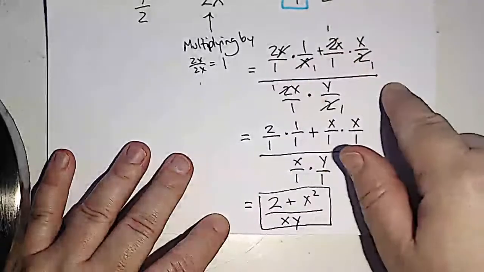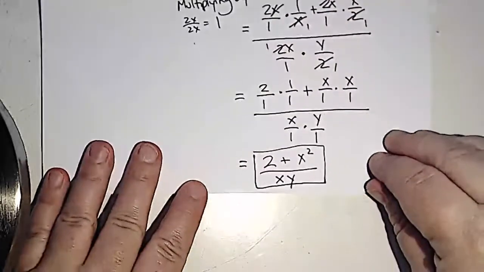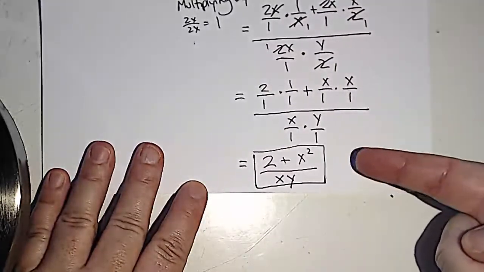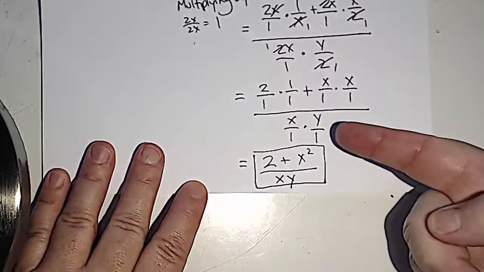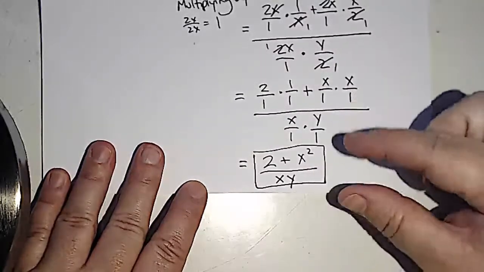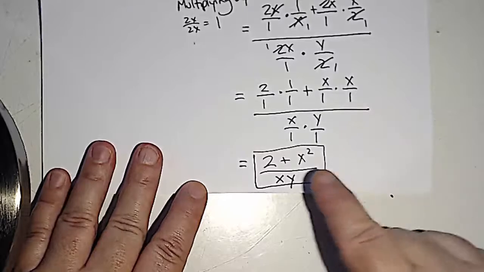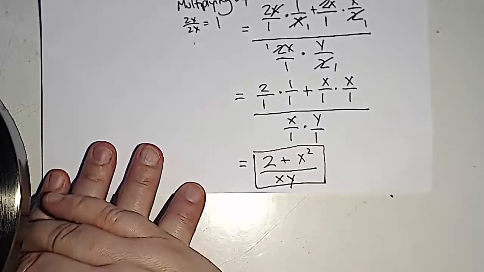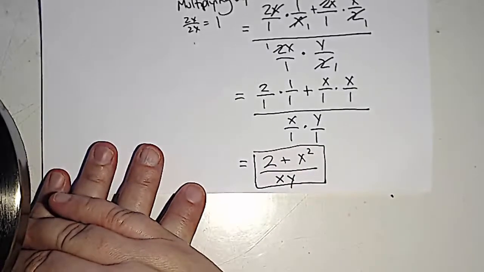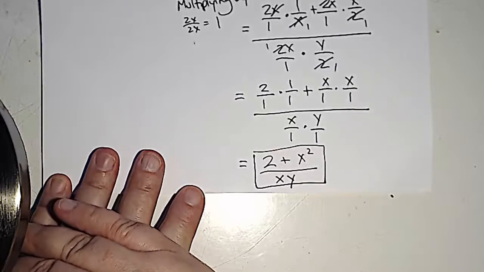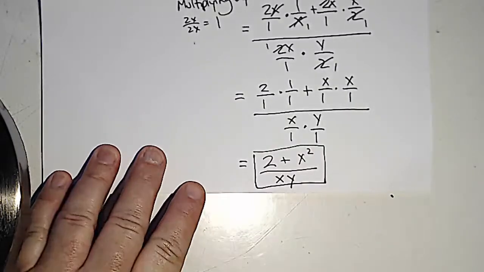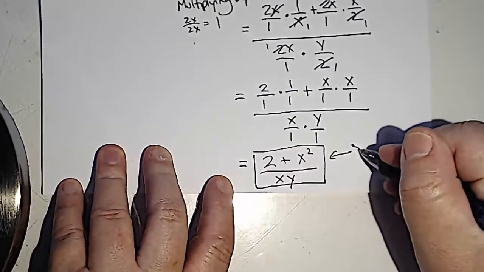Cancel, cancel, cancel, cancel. And then the magic happens that the denominators all get canceled down to 1. So you end up squishing the fraction. I'm not saying that this is a nice fraction. 2 plus x squared all over xy is nasty, but it is not complex. It is technically a simple fraction.